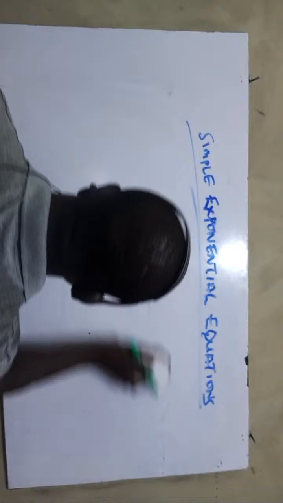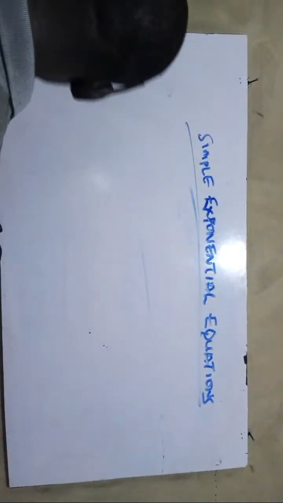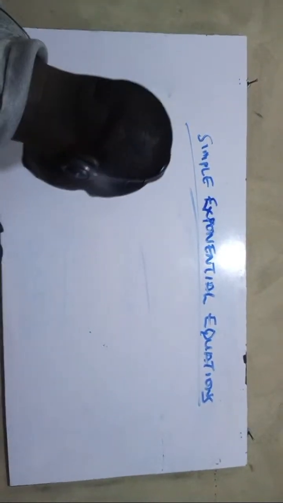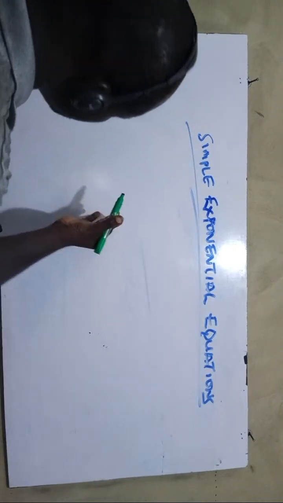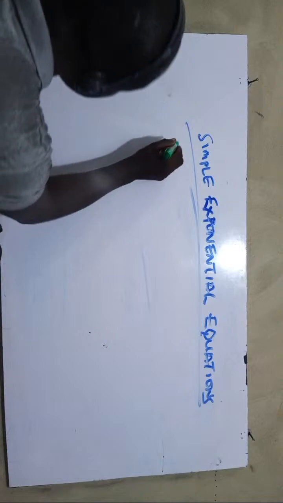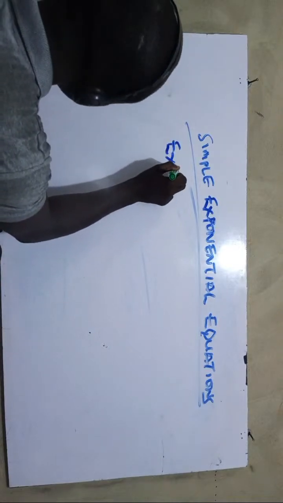So this is very simple. What are we talking about? We are just talking about equations that involve exponents. That's what we are talking about. So let me just use an example to introduce this simple exponential equation. Let's say example 4.